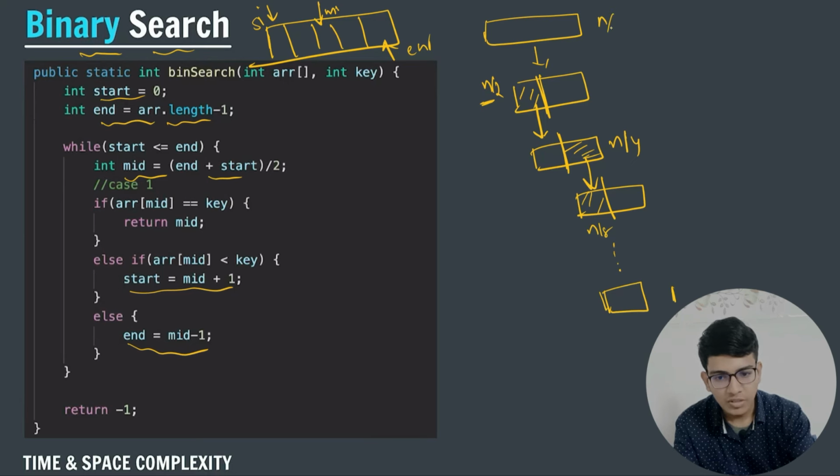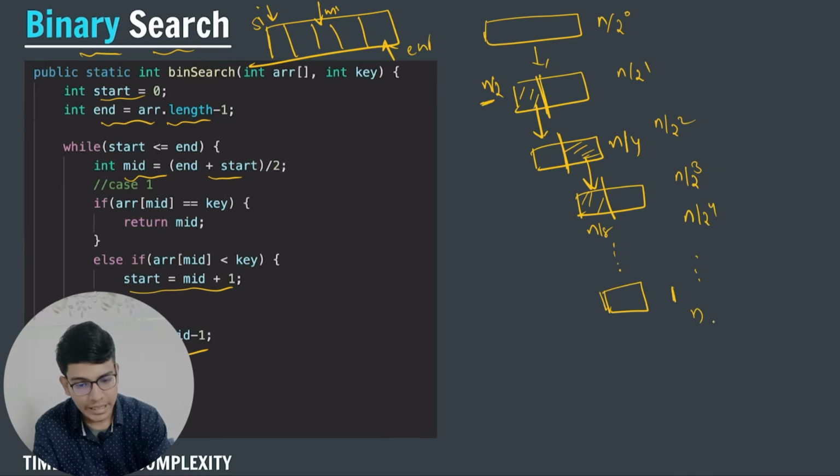That is 2 to the power of 0, 2 to the power of 1, n divided by 2 to the power of 2, that is n divided by 2 cube, n divided by 2 to the power 4, and so on, up to, for a single element, n divided by 2 to the power of k is equal to 1. Right? Okay. So from this expression, I can extract my time complexity. So let us say that n is equal to 2 to the power of k. Okay, now for a single element, this is my equation, right?